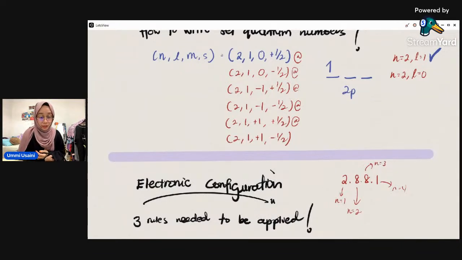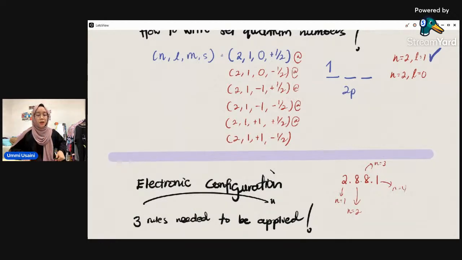So can you please list out the 3 rules? Apa 3 rules yang kita kena ni? 3 rules yang kita kena apply in order to write the electronic configuration. If one of the rules kita disobey je, dia terus consider electronic configuration tu salah. Okay, so kena ketiga-tiganya kita obey, baru electronic configuration kita tu dikatakan betul lah, tepat.